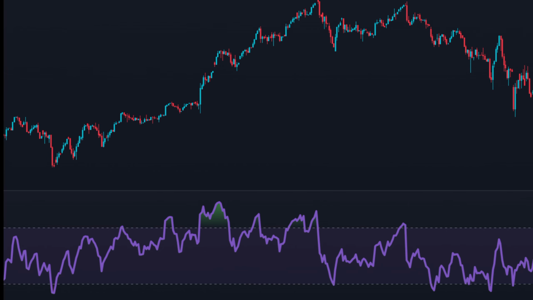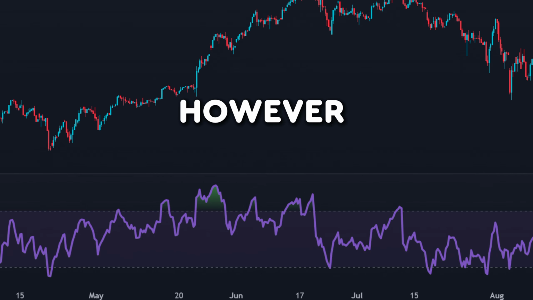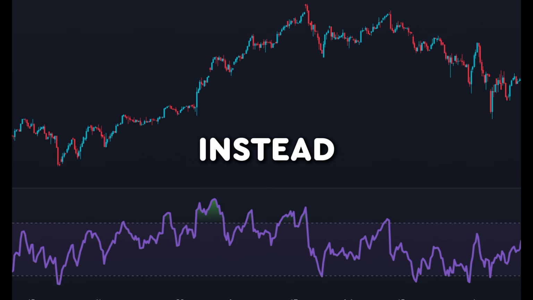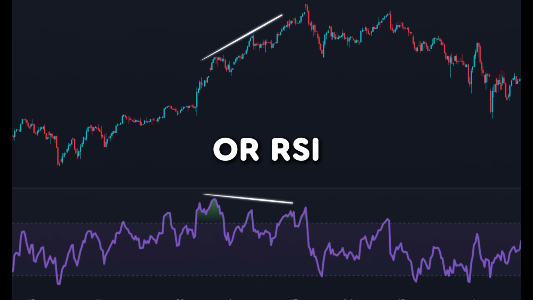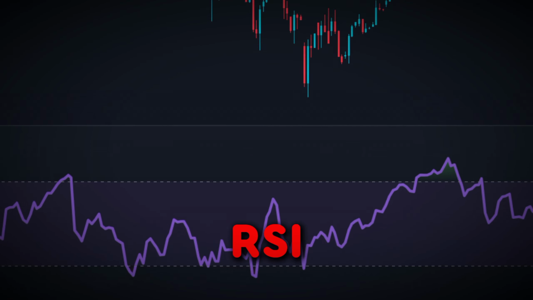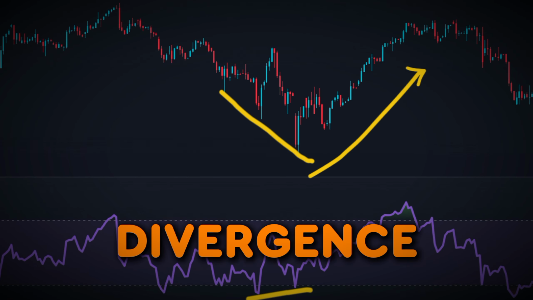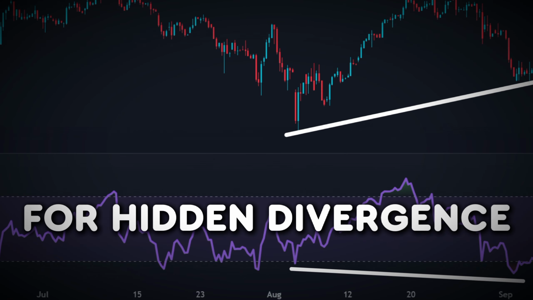One method is using the relative strength index, which I'm sure most of you already know what this is. However, we do not use the RSI to look for overbought and oversold levels like many traders are doing. Instead, we use something called RSI Divergence, or RSI Hidden Divergence. You see, RSI Divergence is of two types. There is regular RSI Bullish Divergence and RSI Bearish Divergence, and the same goes for Hidden Divergence.